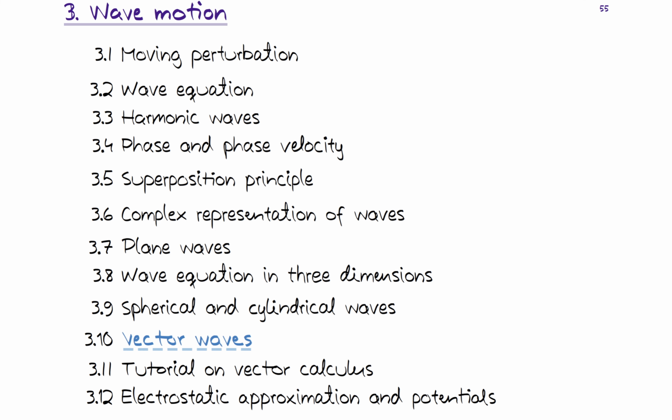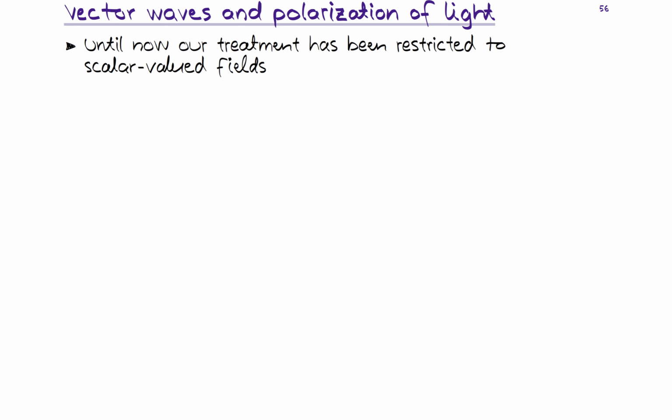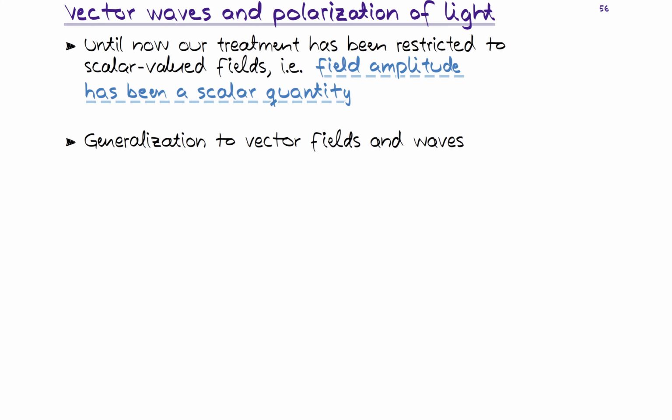And like I said, so far we have been restricted in our treatment to scalar valued fields. Of course, in a way, this is nice because the treatment is simple, but it is bad because it doesn't entirely correspond to the physical reality, since we haven't had tools to describe polarization of light. So this is the downside. In essence, mathematically, our field amplitude so far has been a scalar valued quantity, and this is not what we want in the future. So we must generalize our scalar valued fields into vector fields and vector valued waves.